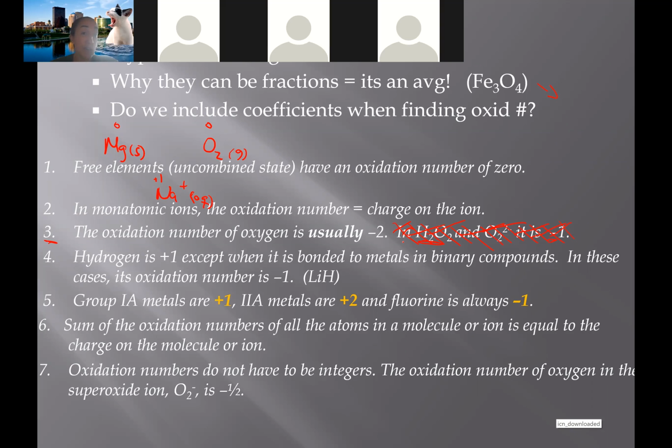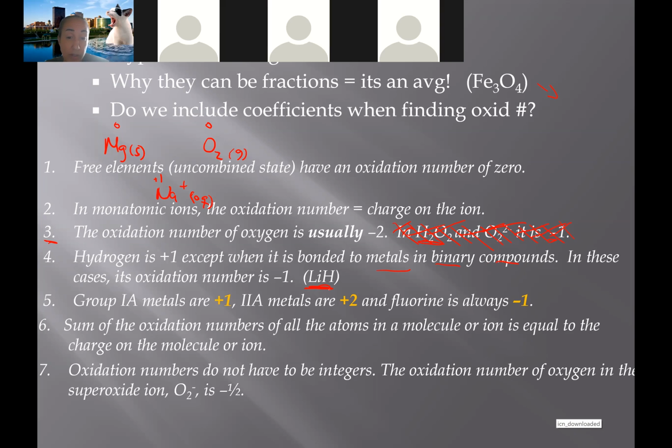Because look what it says, hydrogen is usually +1. Well, great, because usually hydrogen is 1 anyways. It's a proton. So the charge that hydrogen would take would be +1, and also the oxidation state that it would take would be +1. Except, and this is a big exception, this you do have to know, except when it is bonded to a metal in a binary compound.